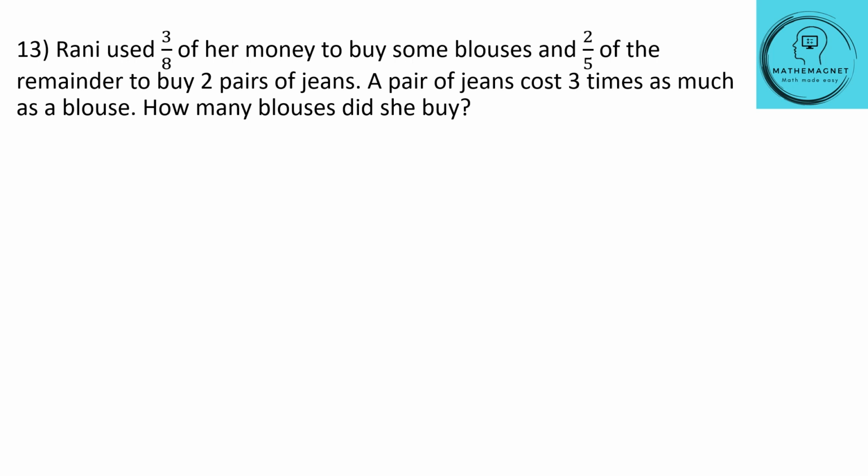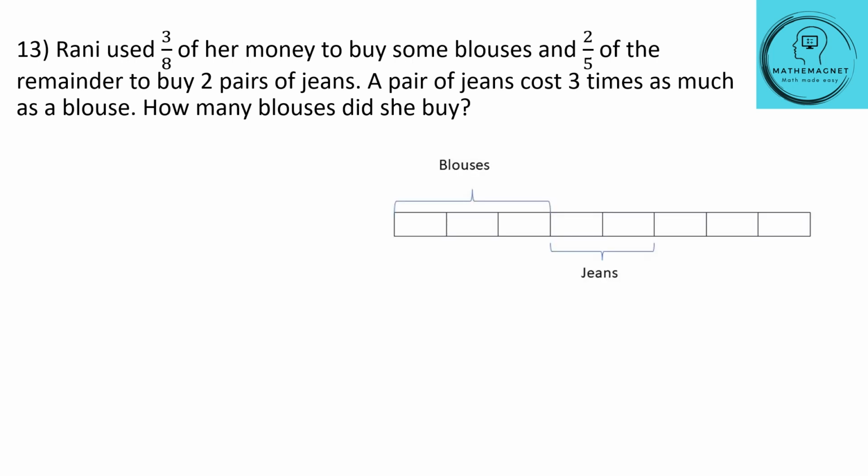To begin with, let's draw the bar model for a better understanding. She has 8 units of her money, from this 3 by 8. I am taking that she has 8 units of money. She has spent 3 units to buy some blouses and 2 by 5 of the remaining. How many are remaining? 5 units are remaining. Of these 5, she has used 2 units to buy jeans.